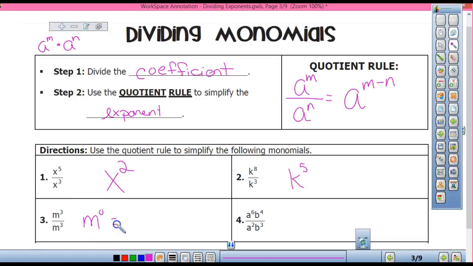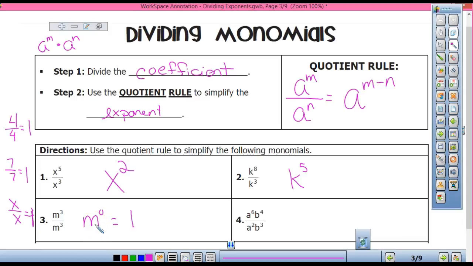So we've got m to the 0 power. That's another property of exponents that we should talk about. Anything to the 0 power is 1. If you think about it, what is 4 divided by 4? It's 1. What would 7 divided by 7 be? 1. So x divided by x is going to be 1. Anything divided by itself is going to give you 1. Does that make sense how that works?